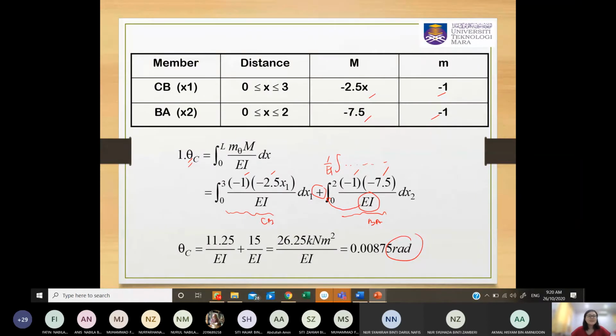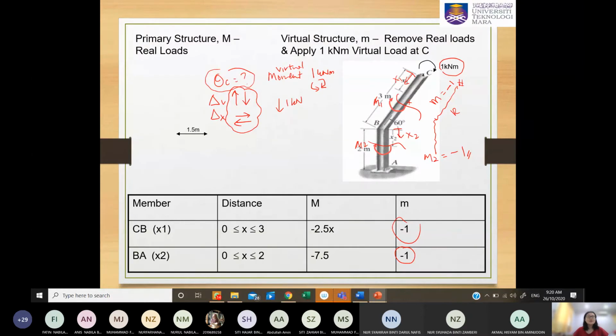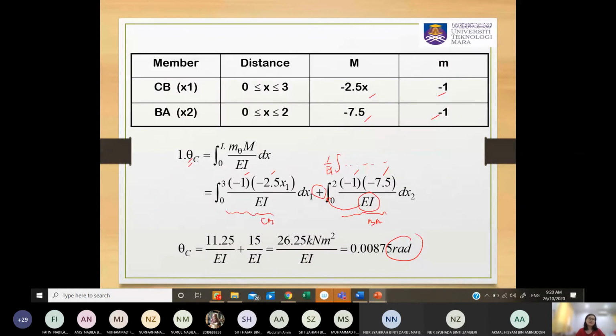Any questions, class? Now you already get your answer for the rotational. May I know whether this is clockwise or counterclockwise? The theta C. Maybe we need to look back. This is a positive value, so clockwise. What you have assumed, your virtual moment is clockwise. If you get a positive value, meaning that you can put a conclusion here: this is actually rotate in such direction.